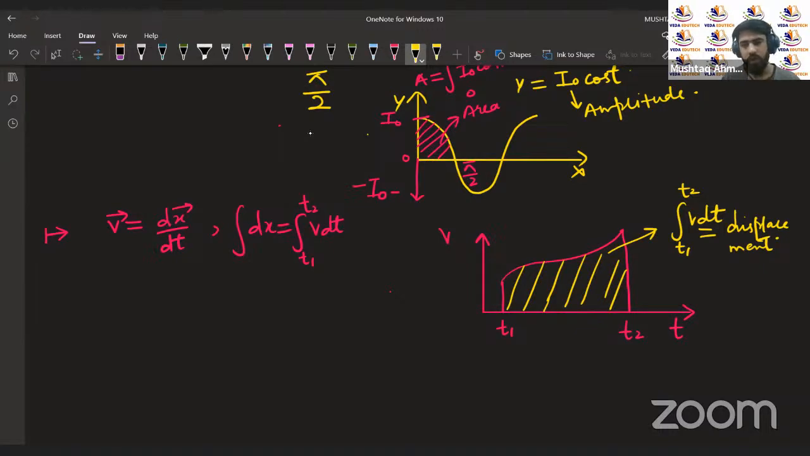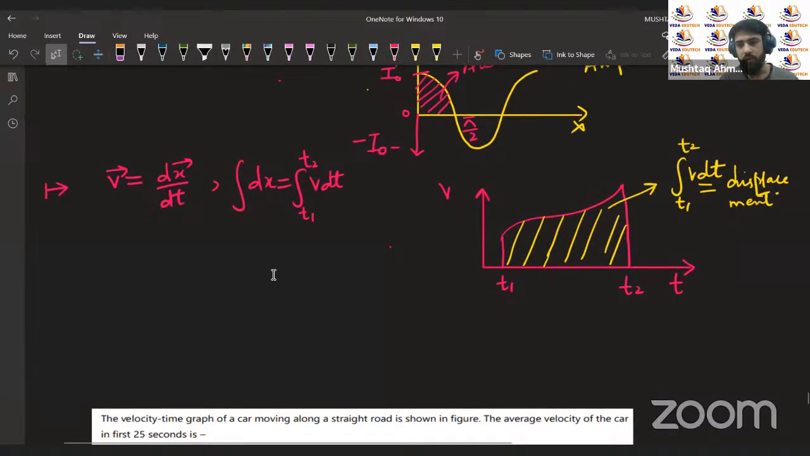Now, if we take this area under the velocity time graph, it gives us the total displacement traveled by this particle. And now if we divide this total displacement traveled by the particle by the time interval, it will give us the average of this velocity. So it will give us the average velocity.